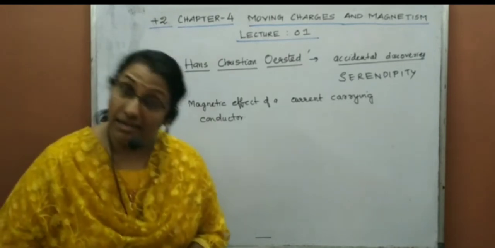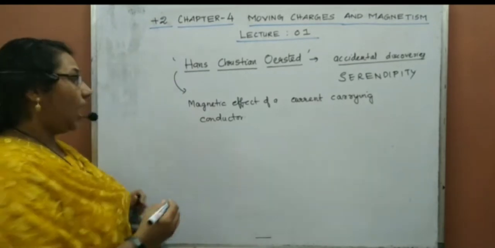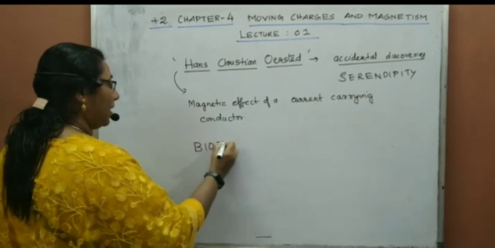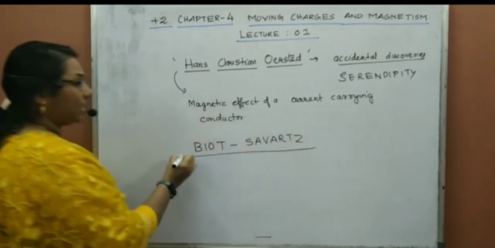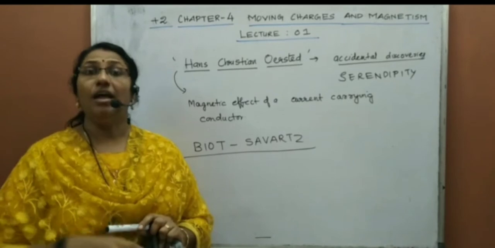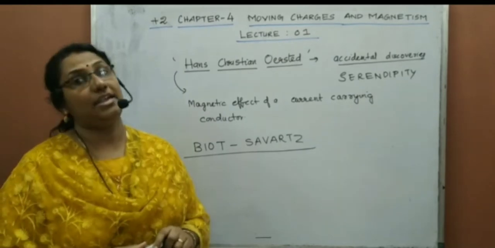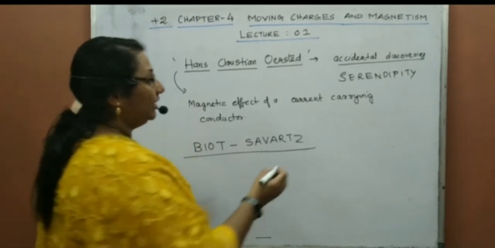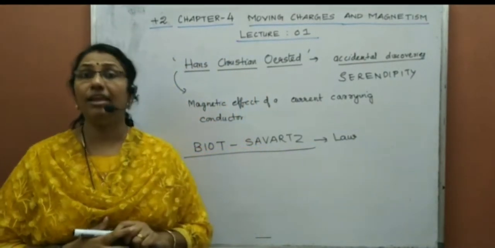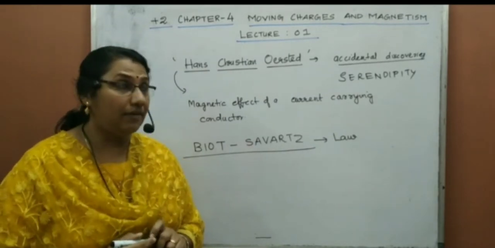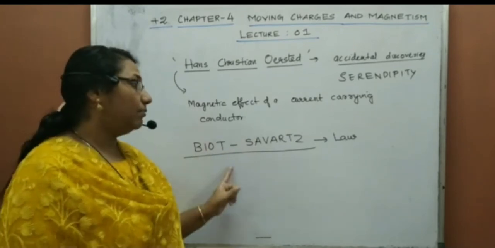Later, after this discovery, two other scientists, Biot and Savart, studied this magnetic property shown by the current carrying conductor. Finally, they reached a law called the Biot-Savart law, which is a very important basic law in moving charges and magnetism. So we have to start our chapter from the Biot-Savart law.